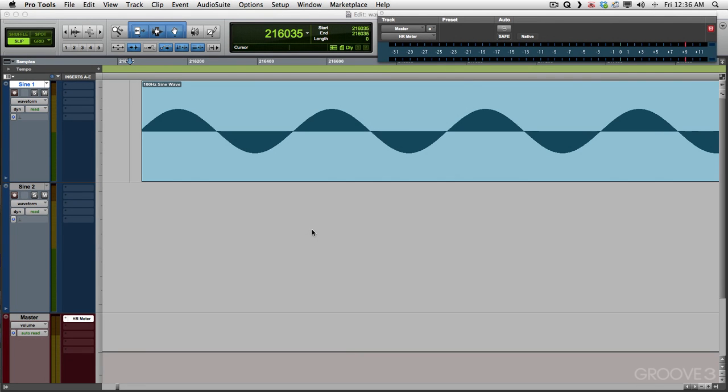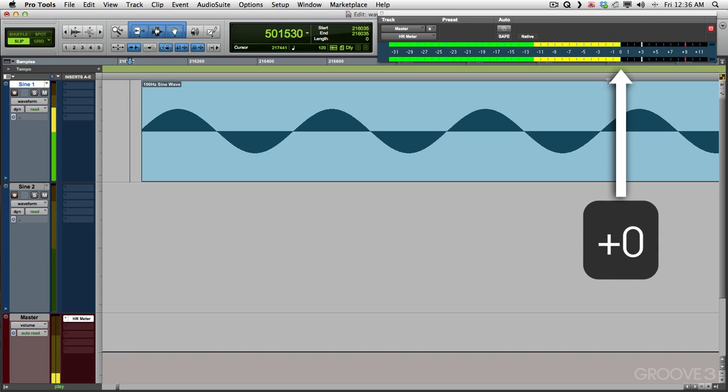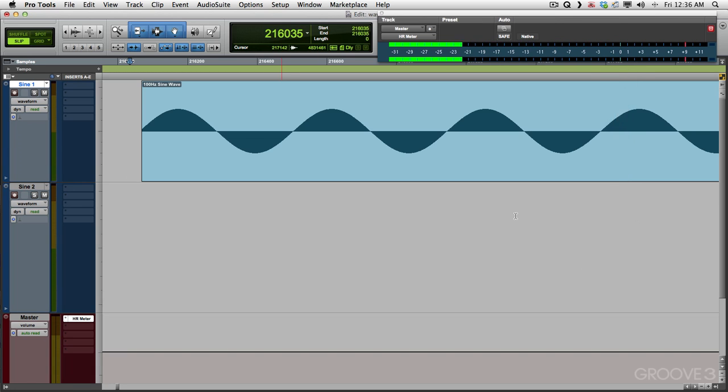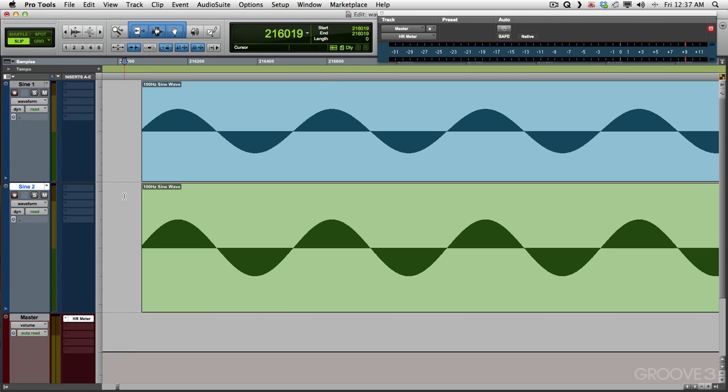Let's check this out. We have a 100 Hz sine wave here. Let's see what it sounds like. And notice the volume is set to 0 VU on the master bus. So now let's duplicate this on another track. Obviously the two waves line up perfectly. This goes up and then down. They're perfectly in phase.